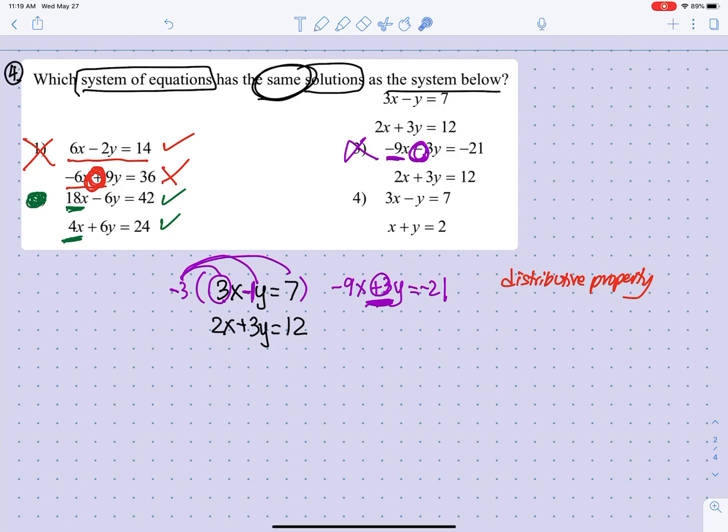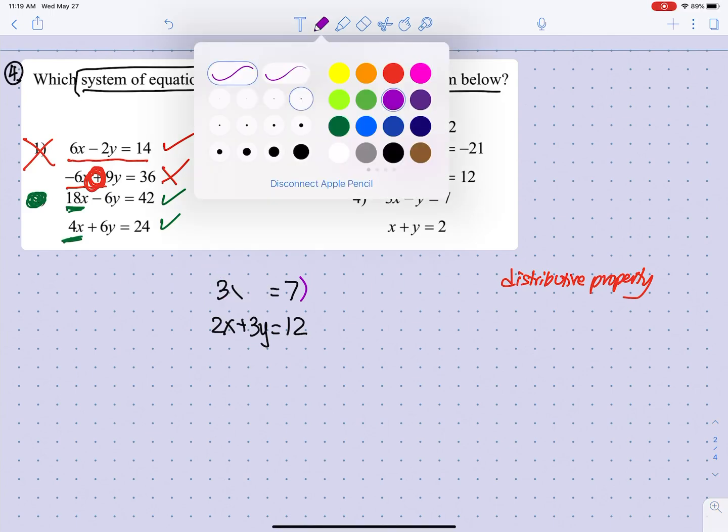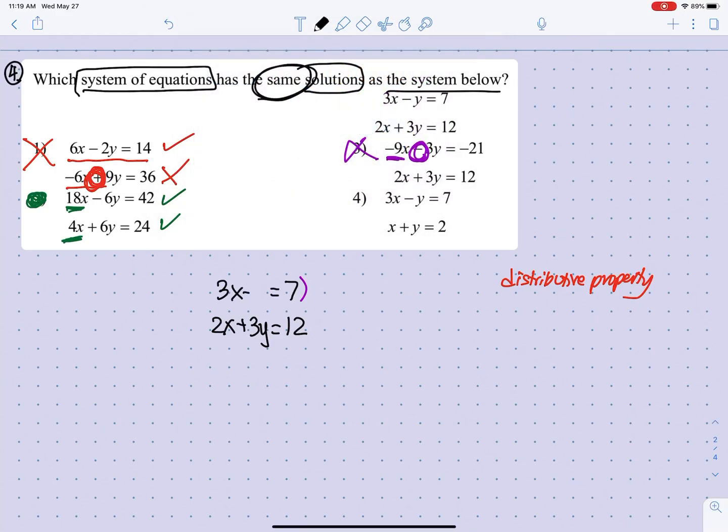All right, so let me quickly erase all this. So multiple choice 4, if you see here, we start with the 3, end up with the 3. So basically it means we're not changing anything. So the first equation did not change. That matches.